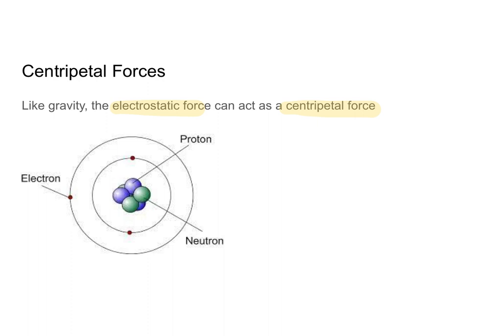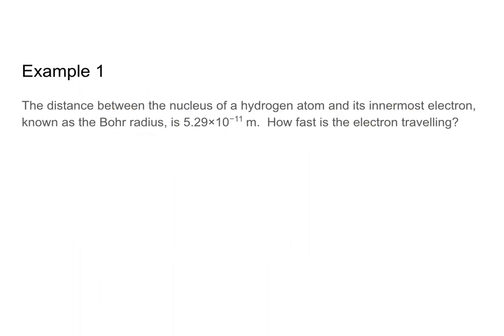The best example of the electrostatic force acting as a centripetal force is in the atom. As you hopefully learned in chemistry, the electrons in an atom orbit around the nucleus of the atom, where the protons all live. This is very similar to the fact that the Earth rotates around the sun. The electrostatic force is the primary force responsible for the electron's orbit around that central nucleus. So let's go ahead and take a look at an example.